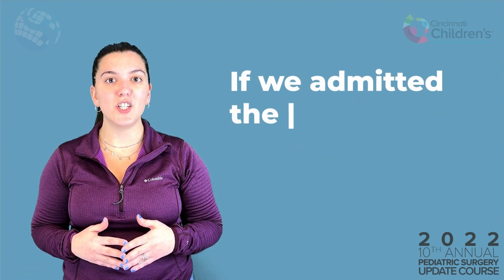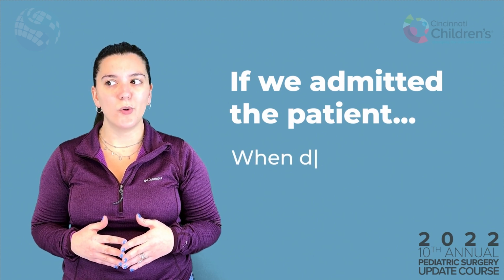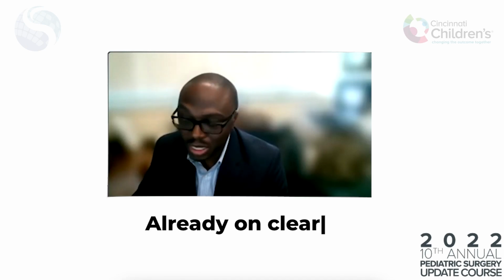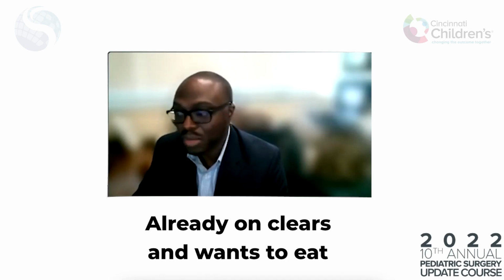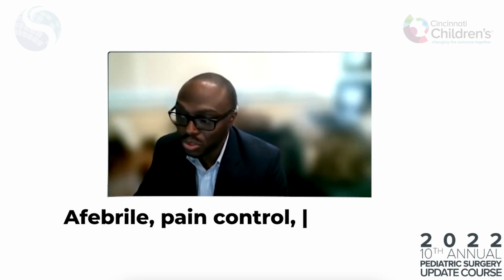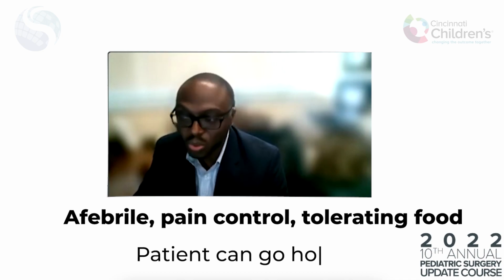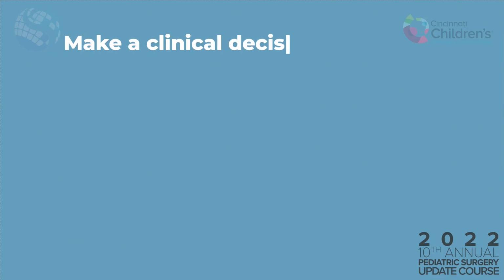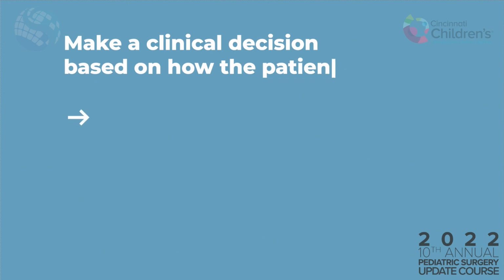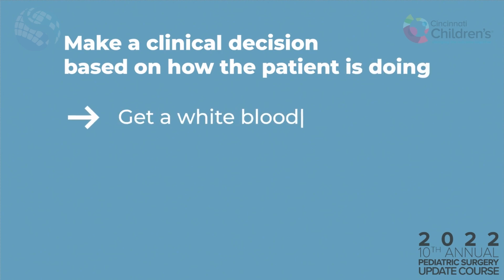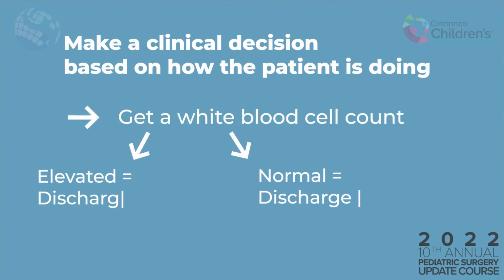If we admitted the patient for IV antibiotics, when do we discharge him? The patient will declare himself or herself. If the patient is already on clear liquids, wants to eat, it doesn't matter if it's day 1, day 2. If the patient is afebrile, has good pain control, and is tolerating a diet, the patient can go home. We make a clinical decision based on how the patient's doing, and then get labs at that time to decide about discharge home with antibiotics versus discharge home without antibiotics.